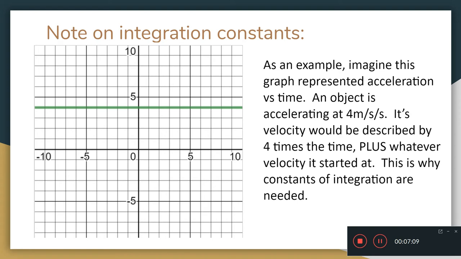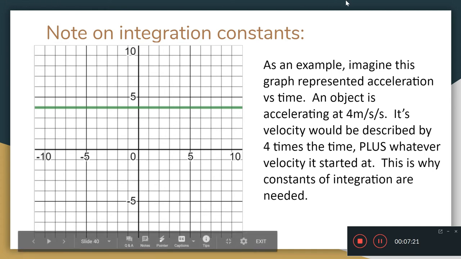If we started at 10 meters per second, you'd have 10 meters per second at time 0, 14 at time 1, 18 at time 2, 22 at time 3, etc. So that constant of integration is needed to take care of what the starting conditions were. That's why we have to have it.